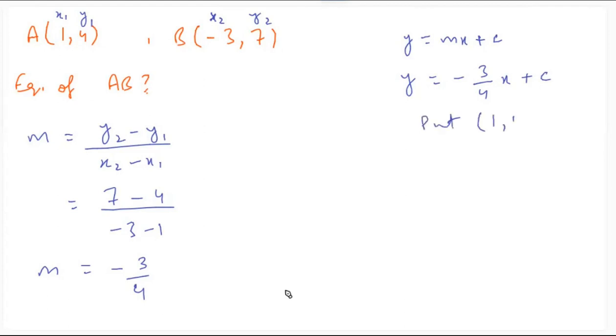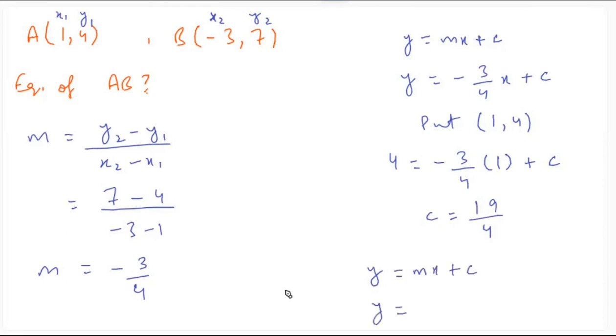ठीक है, 1 और 4 इनपुट कर दिया. Now y is 4 and x is 1. तो आपने इसके अंदर इनपुट किया plus c. You will get the value of c from there. c की वैल्यू यहाँ से आपके पास आ जाएगी 4 plus 3 over 4, that is 19 over 4. अब वापस इसमें इनपुट कर दो y equals mx plus c के अंदर, and you get y equal to -3 over 4x plus 19 over 4. So you can use any of the two methods that you prefer, and you get the equation of the line.